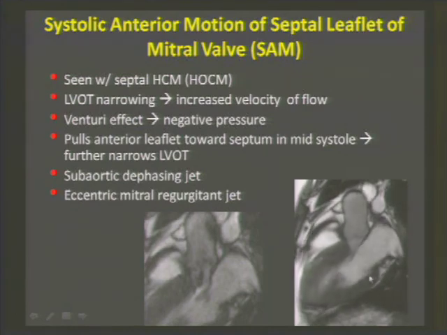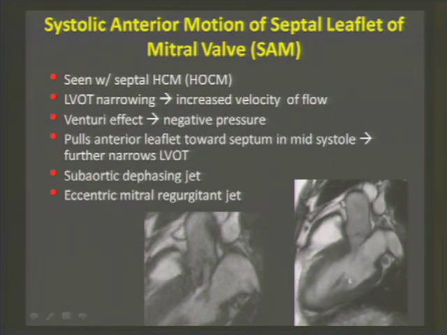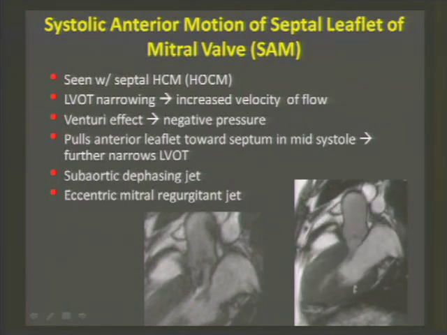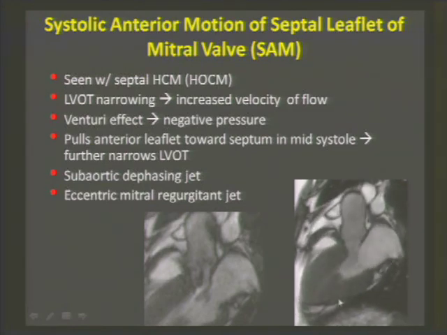Looking at the cine image here, during systole, the mitral valve is supposed to be closed, but you can see the entire mitral apparatus is pulled towards the septum, and because of that, there's going to be mid to end systolic regurgitation. Here's the regurgitation, and this leaflet can hit the septum, which is what the SAM is, and that accentuates the dephasing jet that's there.